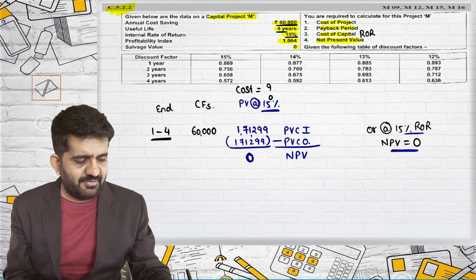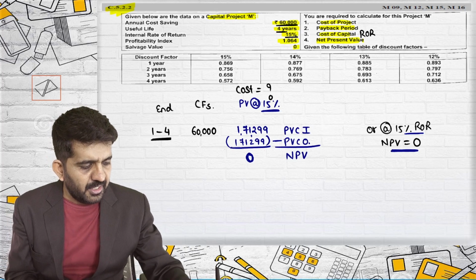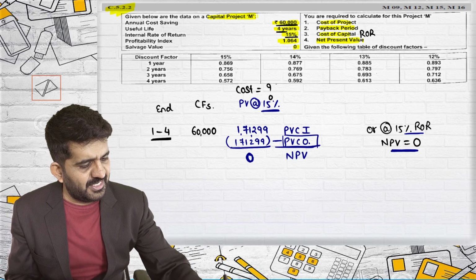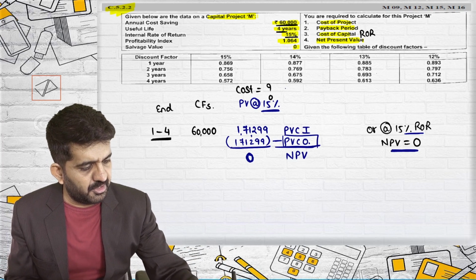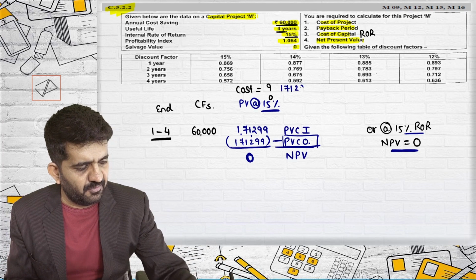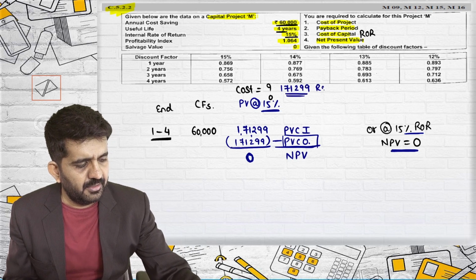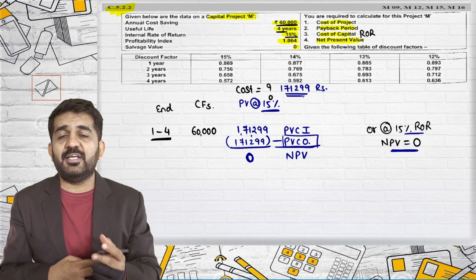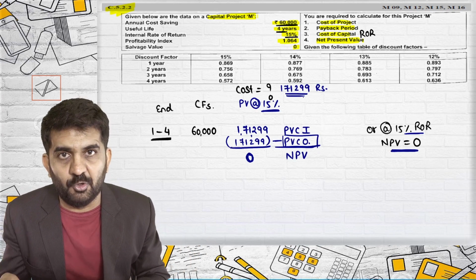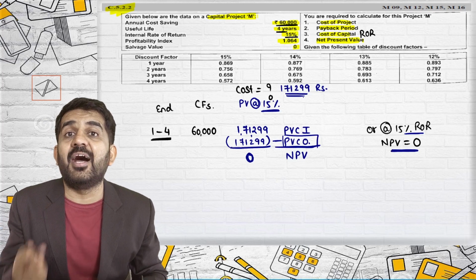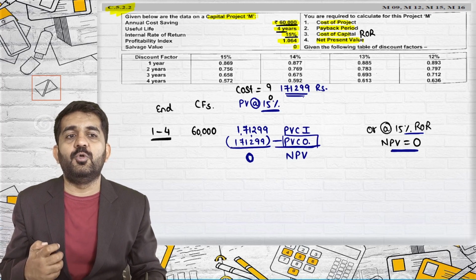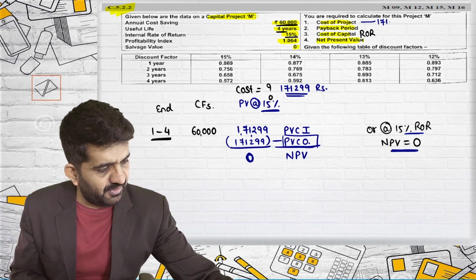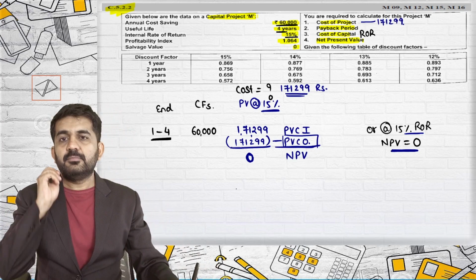171,299, or 1,71,300 approximately, is present value of cash outflow. Present value of cash outflow is nothing but cost, which is 171,299 rupees. See, in a weird way, they are not telling you the cost of project. They have given you cash flow. They have given you IRR. And they are telling you to find out cost of the project. Cost of the project is 171,299.